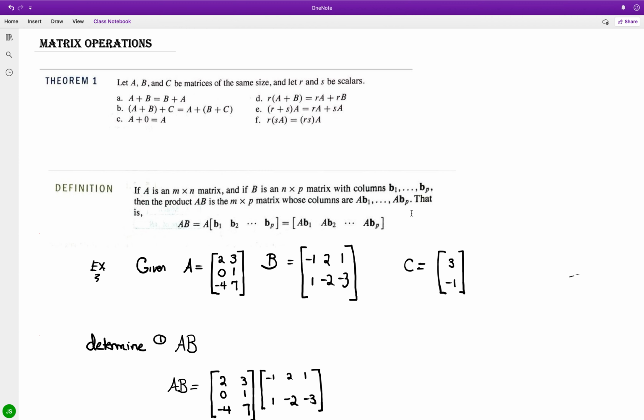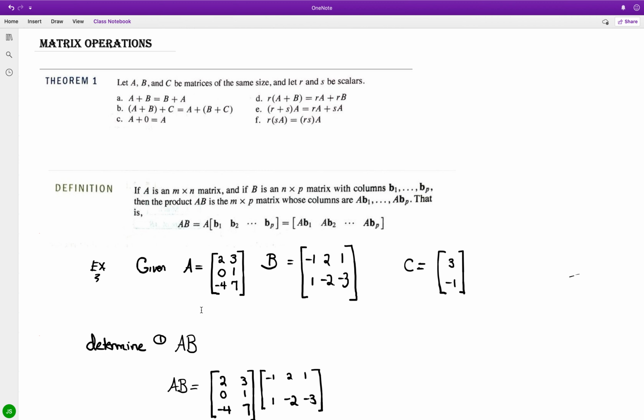I'm going to give some samples to go from theoretical language to application. Let's say as examples, matrix A consists of three rows and two columns, so this is a 3 by 2 matrix. B has two rows and three columns, so this is a 2 by 3 matrix. And C has two rows and one column, so C is a 2 by 1 matrix.